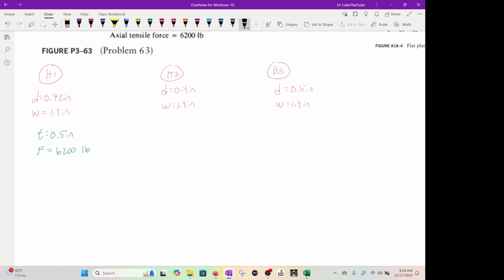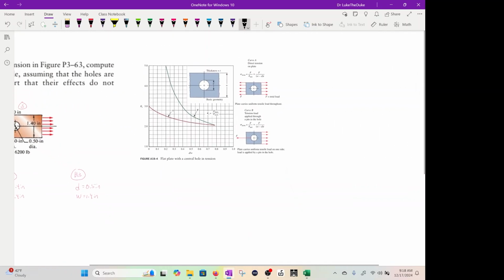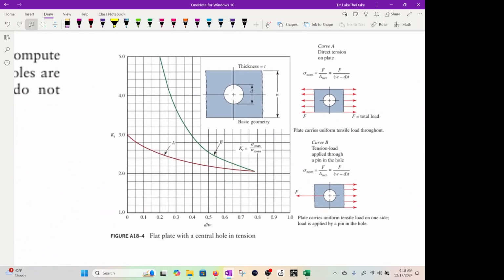Now let's do this. D over W equals 0.72 inch over 1.4 inch. You get 0.5. Looking at the chart, we get roughly 2.2. So let's look at the chart. We're at curve A, 0.5. We're right here, and each one of these should be 2.2, 2.4, 2.6, 2.8, yep, 2.2. We just go up from the bottom, and then we go left. 2.2.